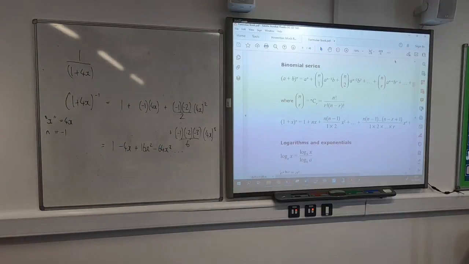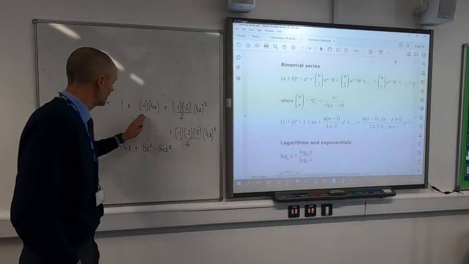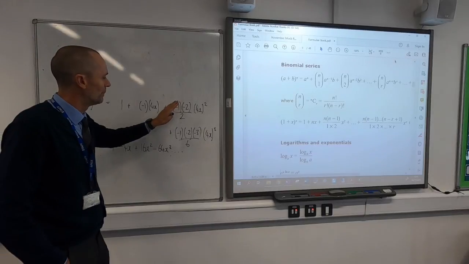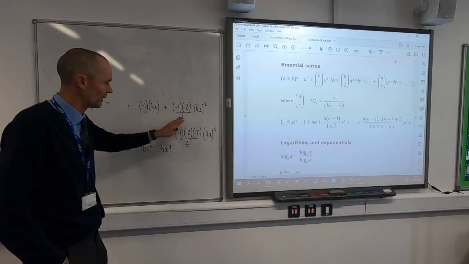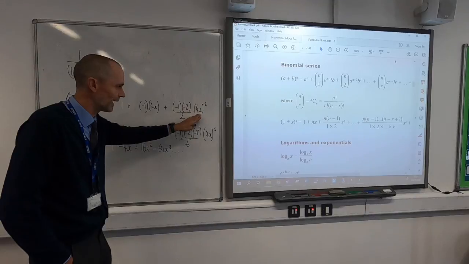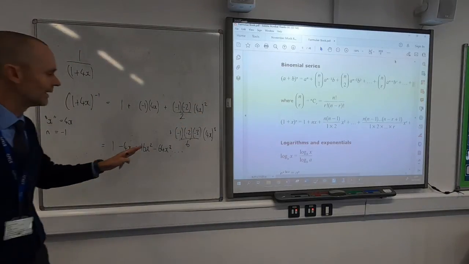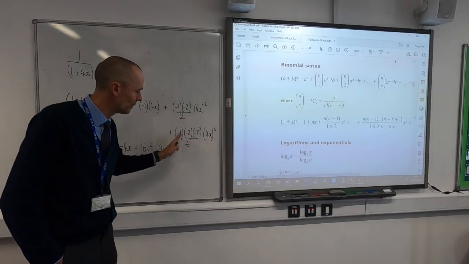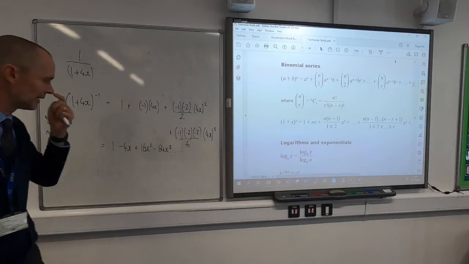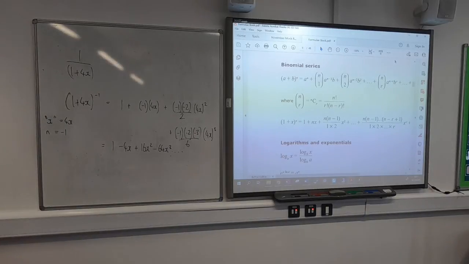It's quite nice, this one, isn't it? Because the numerator and the denominator cancel out. So you get your minus 4x, but then you've got plus 2 divided by 2, which is 1. So you just end up with that. So that's 16x squared. And here you get minus 6 over 6, which is minus 1 times that. So that's minus 64x cubed.